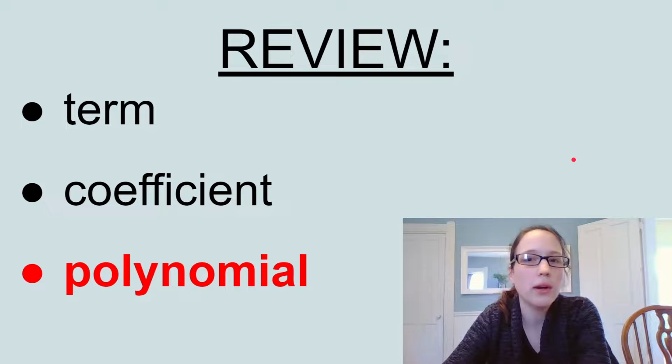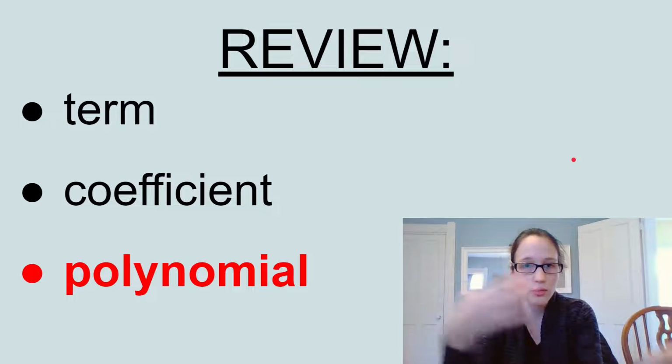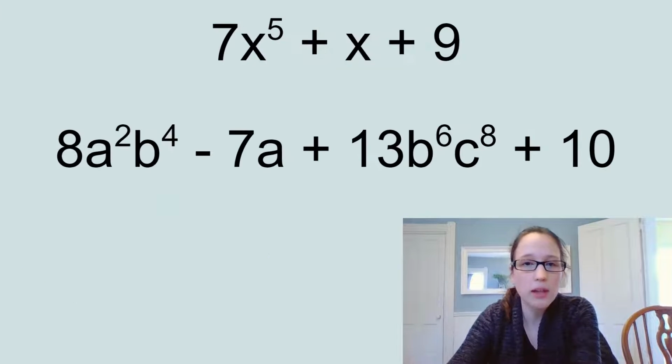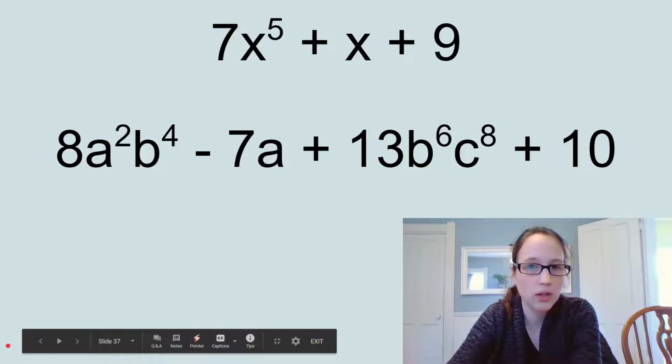And then polynomial, well, that's just all the things that we've been seeing so far. So if you take a bunch of terms and you add them together or you subtract them from each other, now you've got a polynomial. So this is a polynomial because we have term plus term plus term. This is a polynomial. Okay, it's just the big thing that you're seeing there. The whole thing is a polynomial.